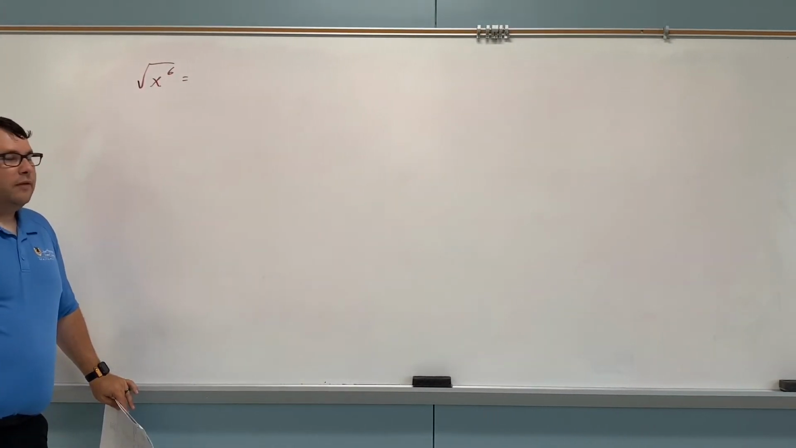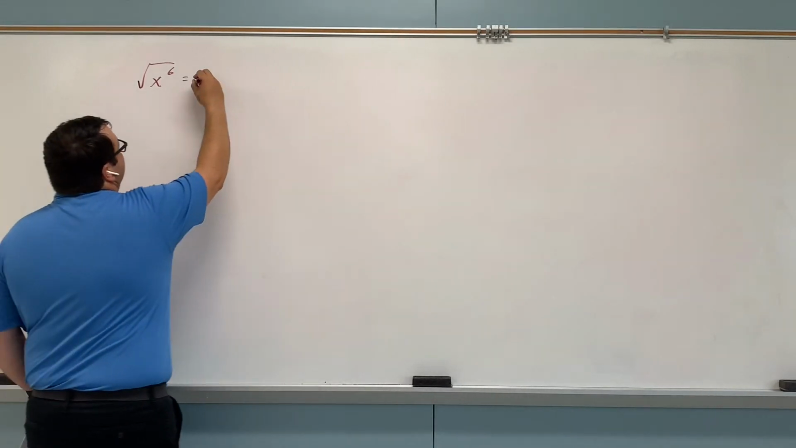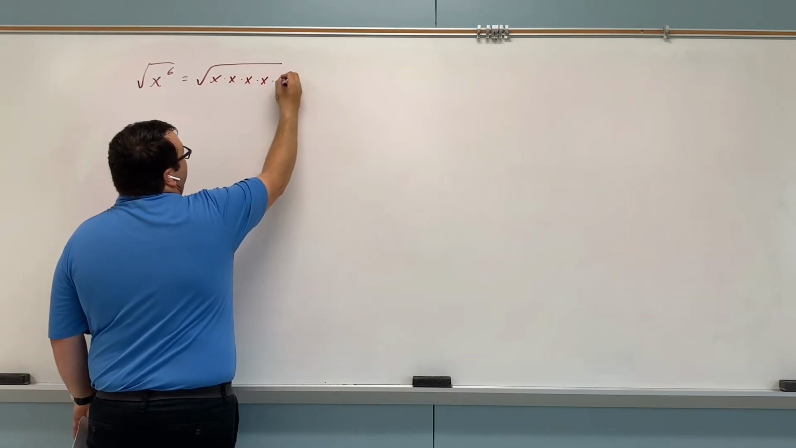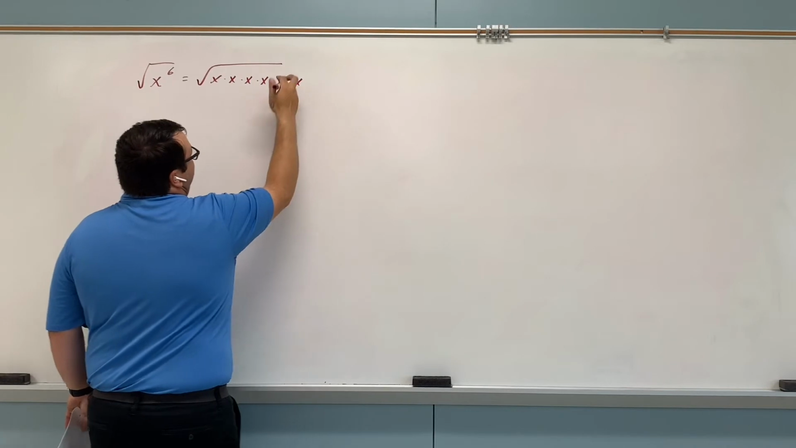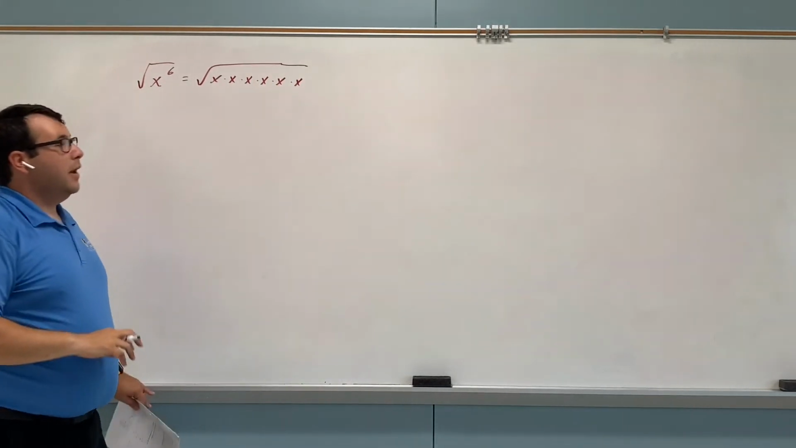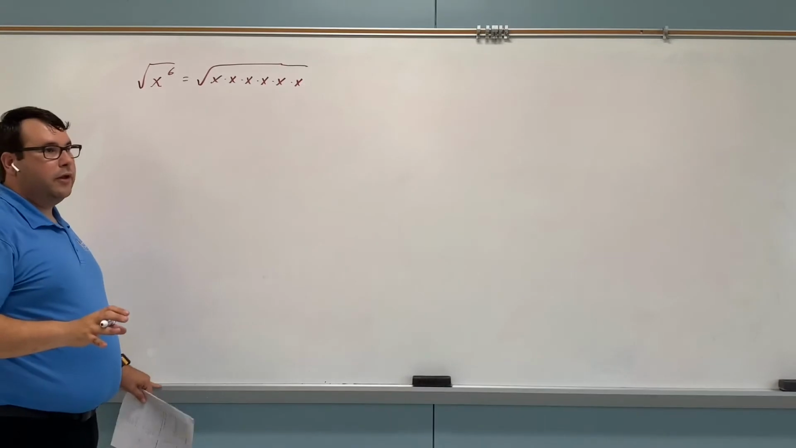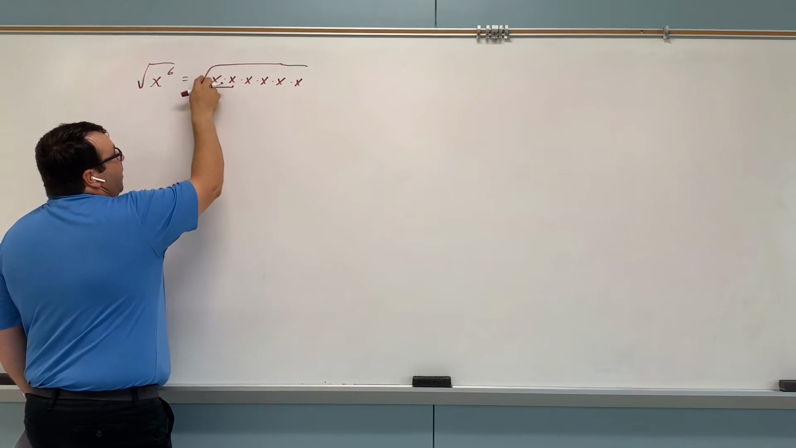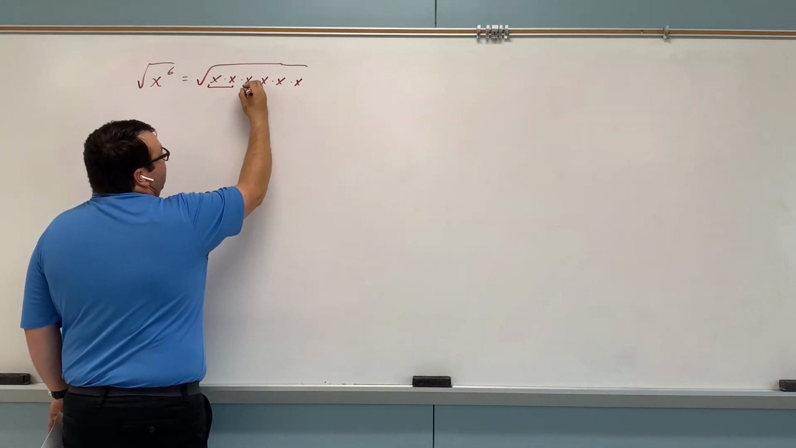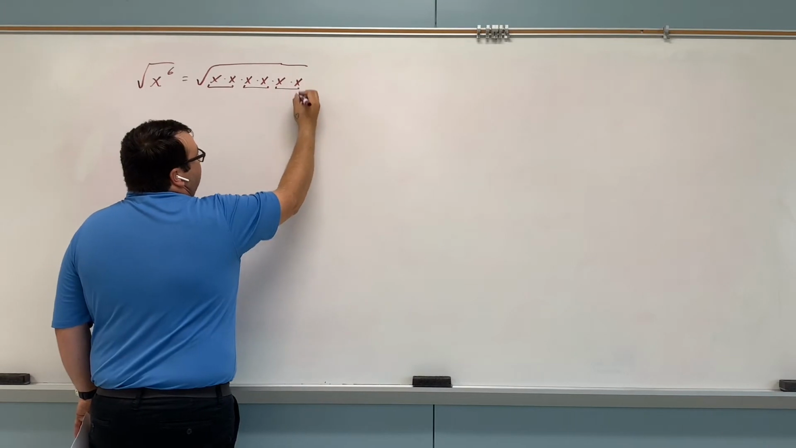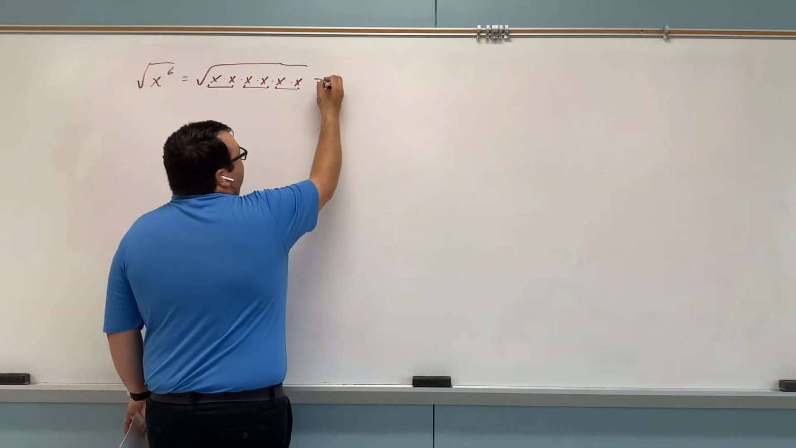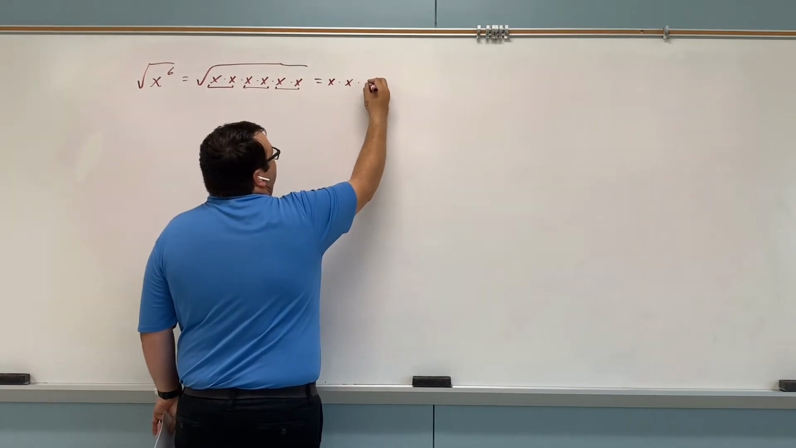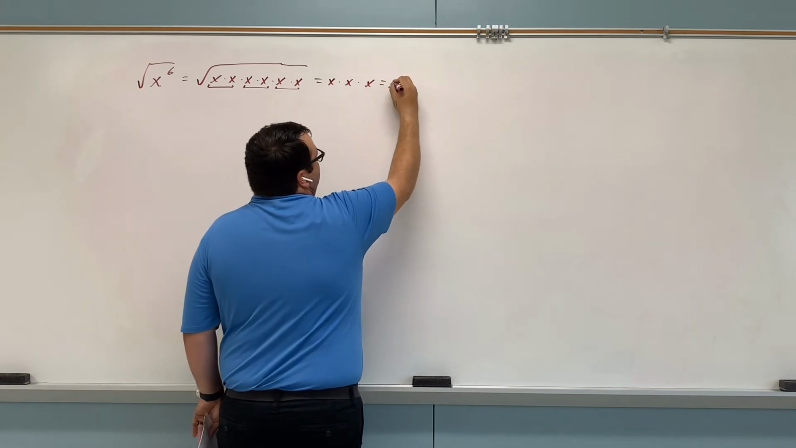The square root of x to the 6th technically could break down so that you have the square root of x times x times x times x times x times x, which is 2, 4, and 6. There we go. Now that's fully expanded. This is a little overkill, but it's fully expanded. Now, looking at this, I'm looking for pairs. So I have a pair of x's here, a pair of x's here, and a pair of x's there. So I have x times x times x, which is x cubed.